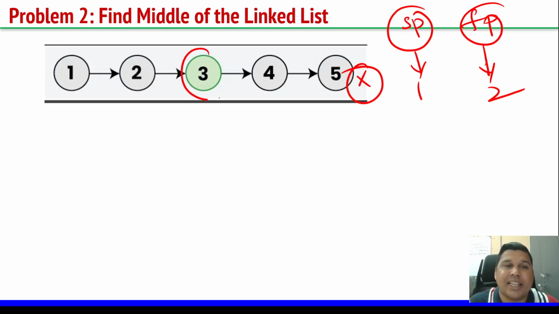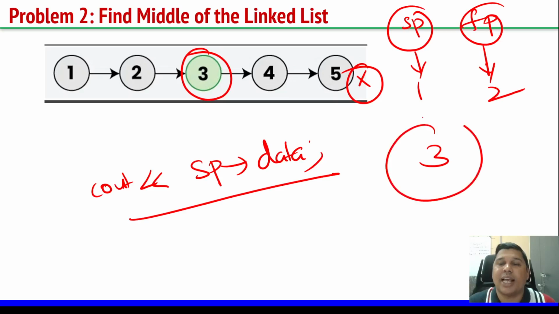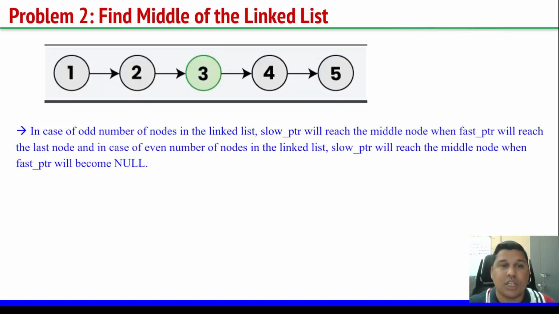Whatever is the element at the slow pointer, simply print. Simply write cout slow pointer's data. If you print this, it will give 3 as the answer. It means 3 is the middle element of the linked list. Okay. So how do we write the logic for this?